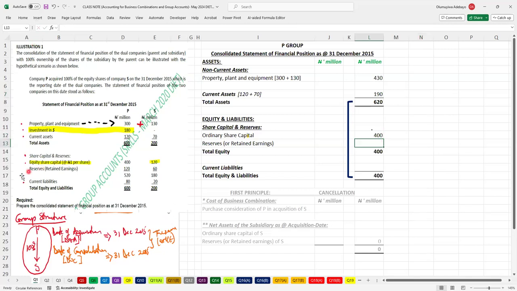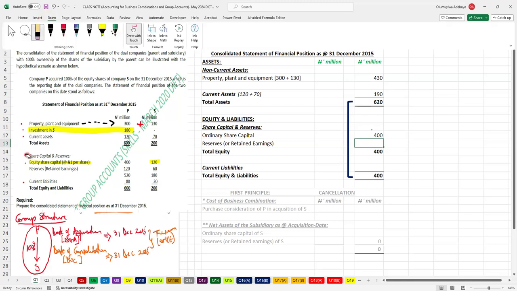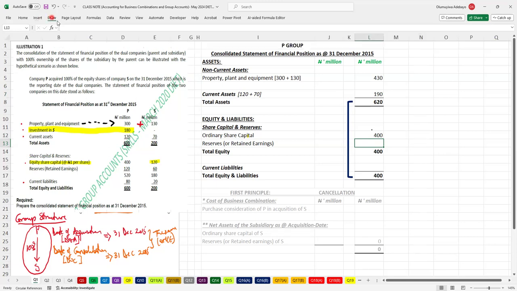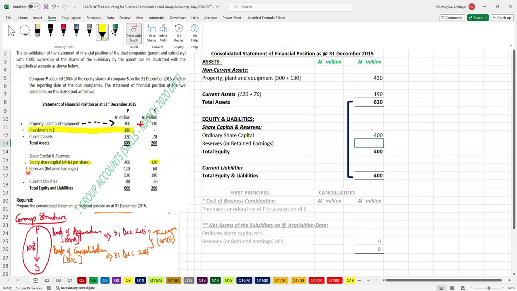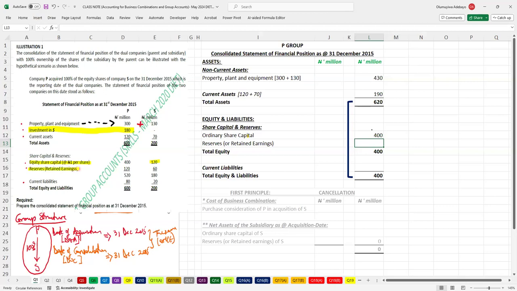Now again, we come down to reserves. What do we have in our reserves? We have the parent 120 and the subsidiary. Therefore, I also ignore it by highlighting it, but I only do that for the subsidiary. Why are we doing this? We'll explain. That will lay the fundamental principle of consolidation, which means what I have here is 120, since we have ignored that of the subsidiary.